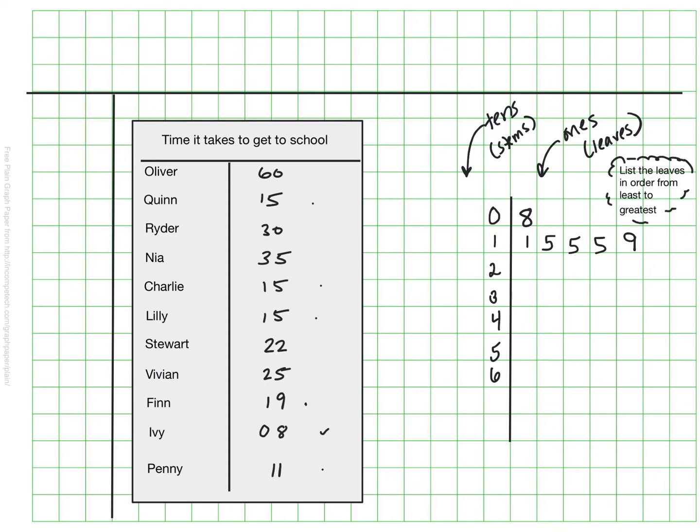Looking for students in the 20s, I can see that I have Vivian and Stuart, and they're the only 2. Stuart's comes first. He has a 2 here in his ones place, and Vivian has a 5. So that represents Stuart and Vivian.